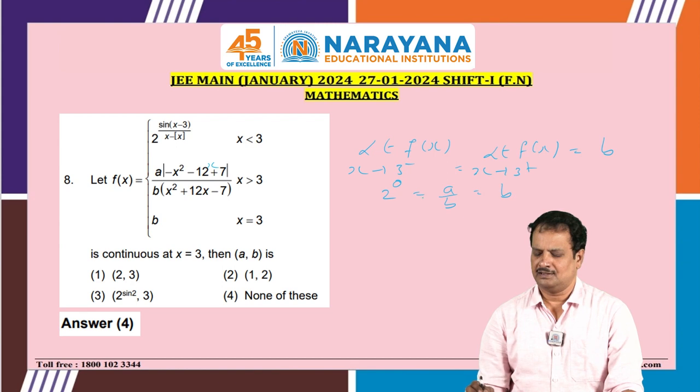But we know that 2 power 0 is 1. So B is 1 here. So A by B is 1. So that means, obviously, A is also 1.